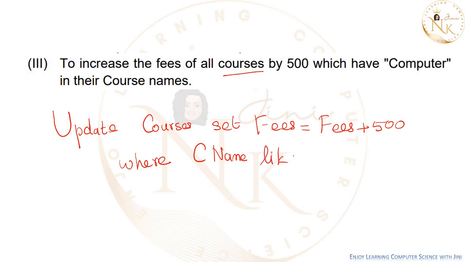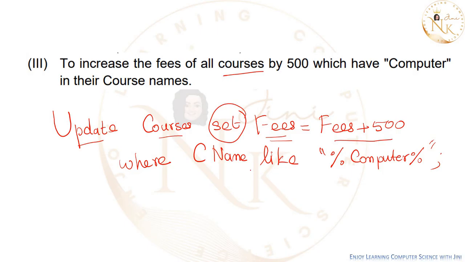So the LIKE operator, computer like, it should have computer anywhere. So I'm giving computer. It can be in the middle or in the beginning or at the end. Okay. So where CNAME like percent computer percent, it should be within quotes, semicolon. Okay. So if you want to make changes in the data, update name of the table, and then set is a keyword, name of the column, new value of the column, where condition. So we have which have computer in their course name, so I am using the LIKE operator.